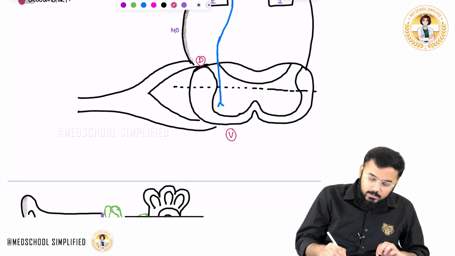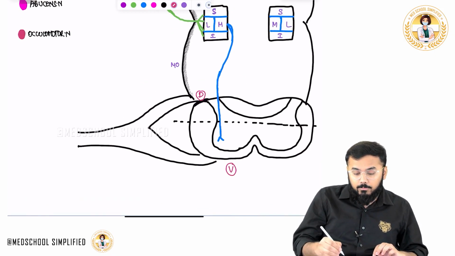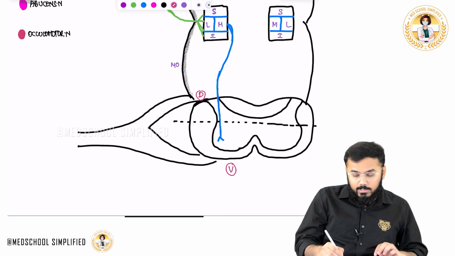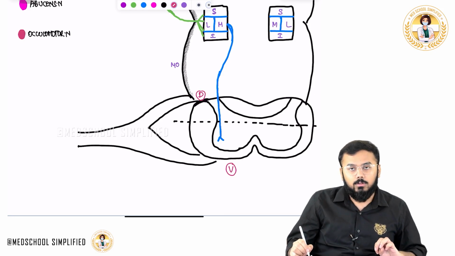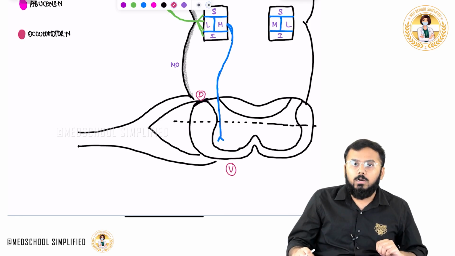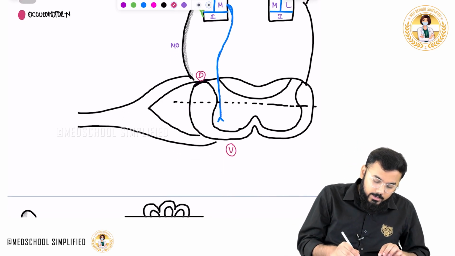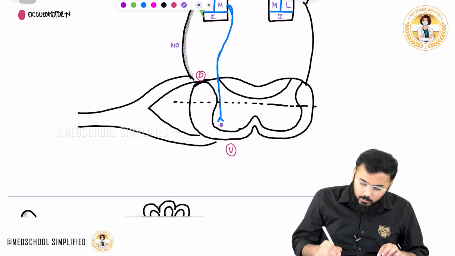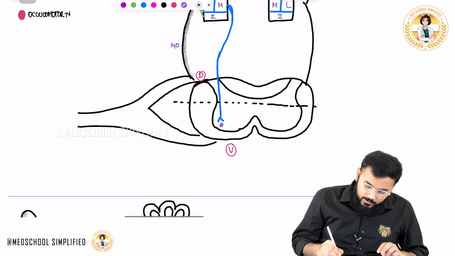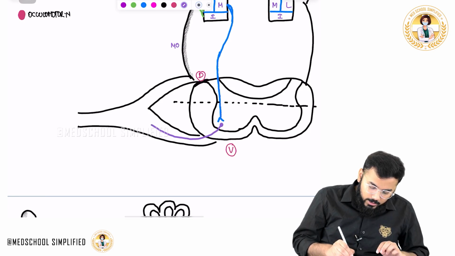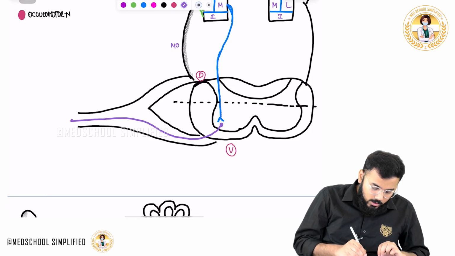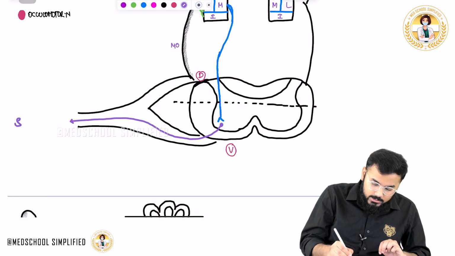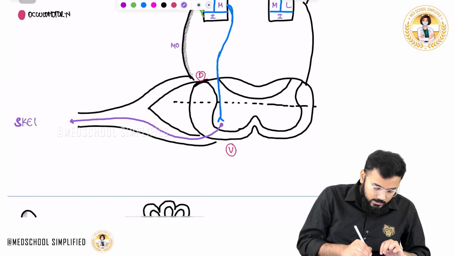Now, where is this axon coming from? From the medial vestibular nucleus, this axon is coming down all the way into the ventral part of the spinal cord. Now, from here, the next order neuron, that is a lower motor neuron, will enter into your ventral horn, and then it goes all the way and supplies, or rather innervates, your skeletal muscle.